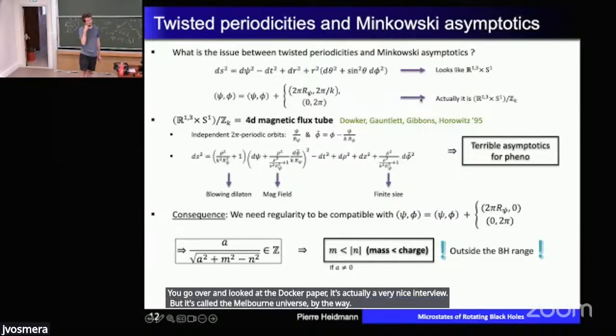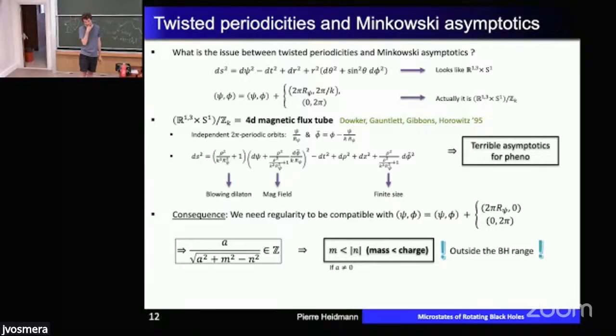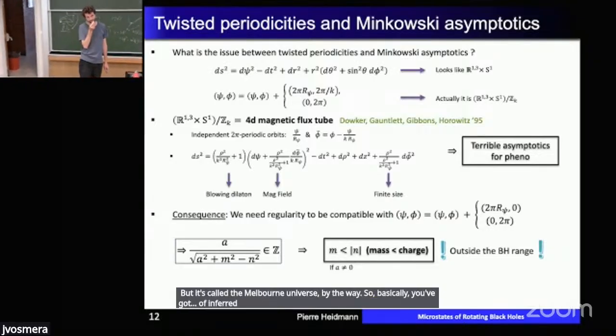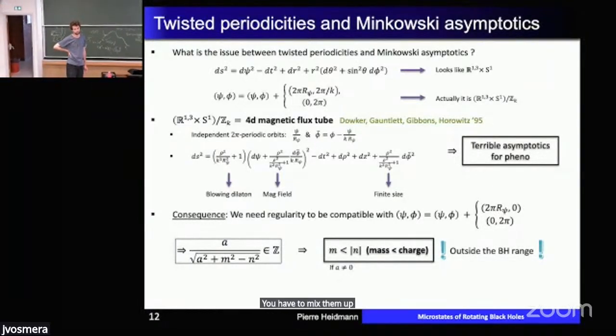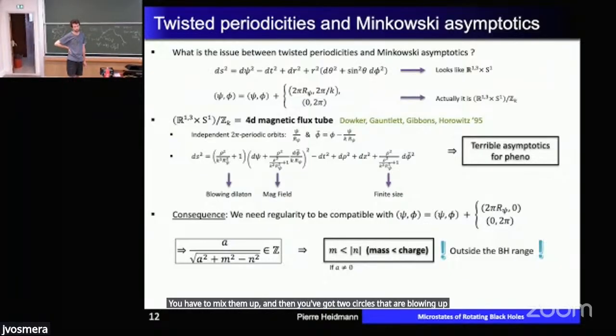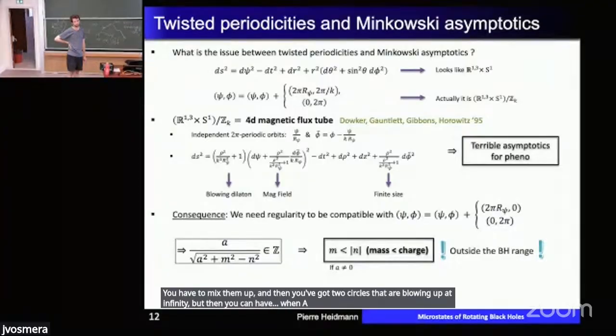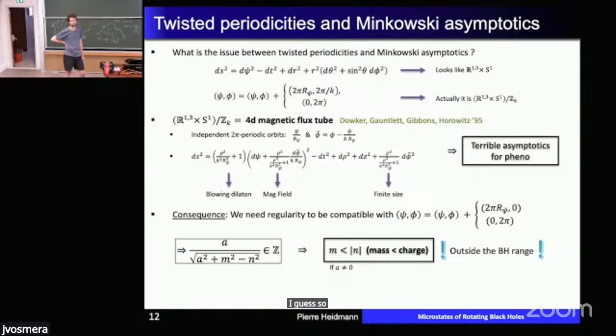Paraphrase what you've done here. So basically, you've got an infinite circle that's staying a constant size and a circle that's blowing up. But if you do this weird twist, you have to mix them up, and then you've got two circles that are blowing up at infinity. But when A is chosen to be the right discrete value, you can then untwist that and wind up back with a circle. Yeah, kind of. I guess so. That's good.